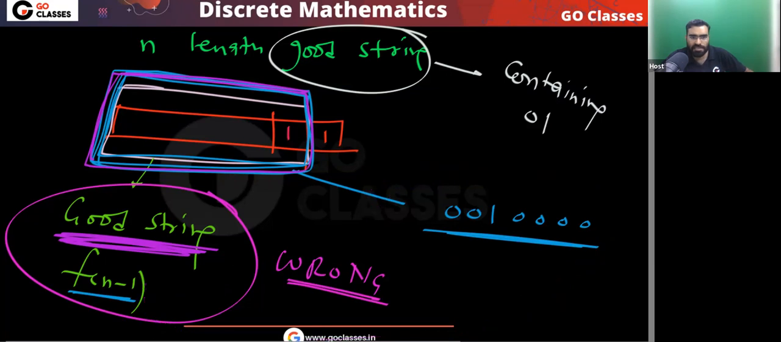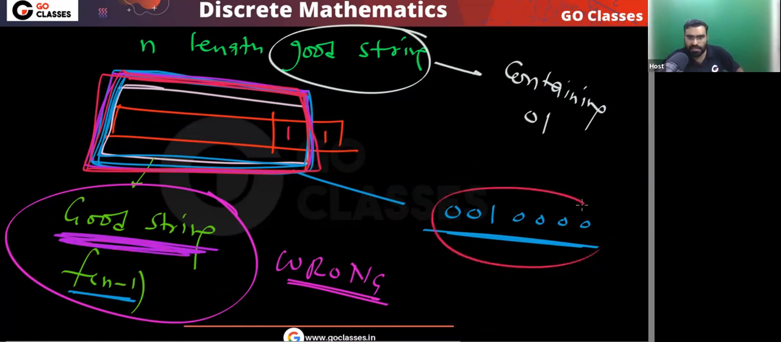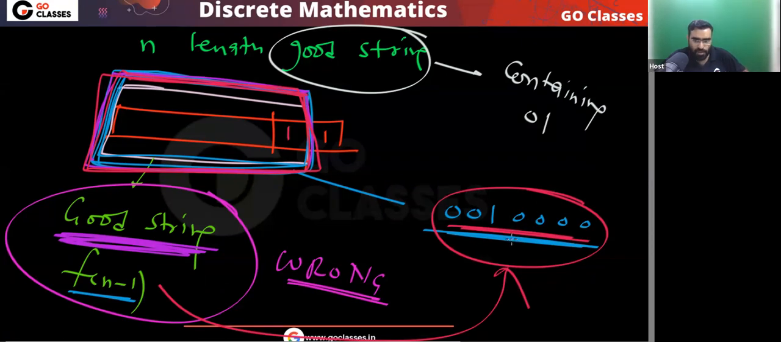See what I'm saying. Please notice. In this area, if you say fn-1, if you say good string of length n-1, then you are considering this string, right? You are considering this string because this is also a good string of length n-1. So you are considering this string, but this string cannot go here because you are ending with 1, 1.